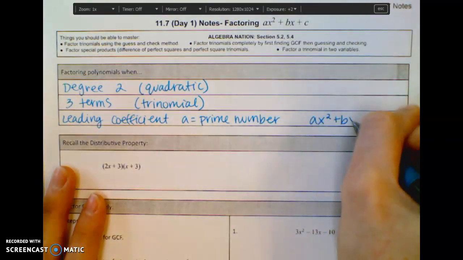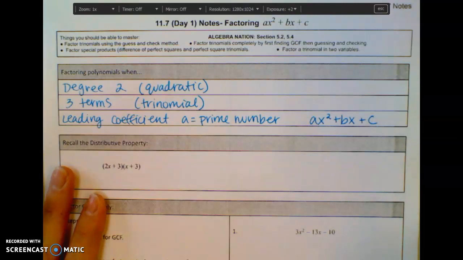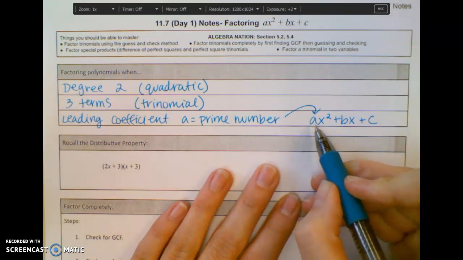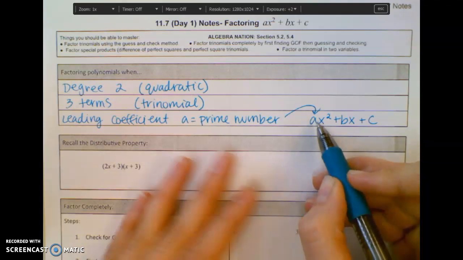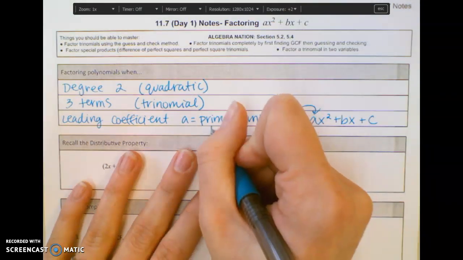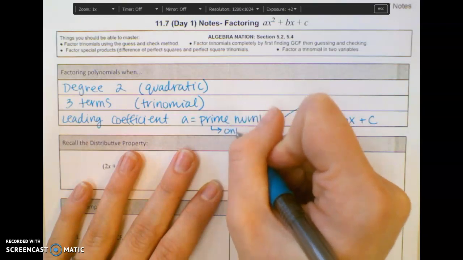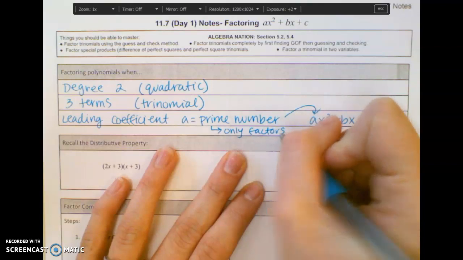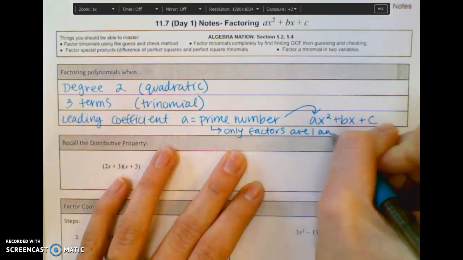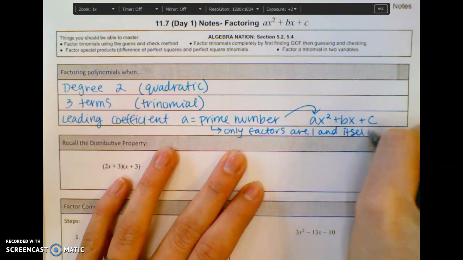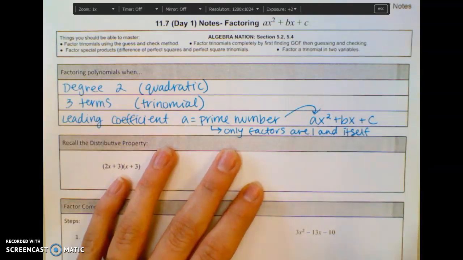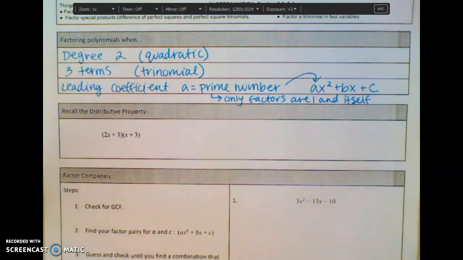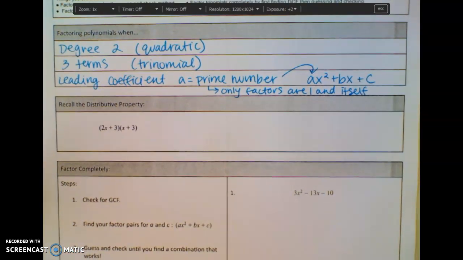So we know we're working with ax squared plus bx plus c. This A value is going to be prime today. Of course, that may be after a GCF. So what does prime mean? Hopefully we do know that it means our number only has factors that are 1 and itself. The only factors of a prime number are 1 and itself. So an example of that is 2, or 3, or 5. Those are prime numbers.